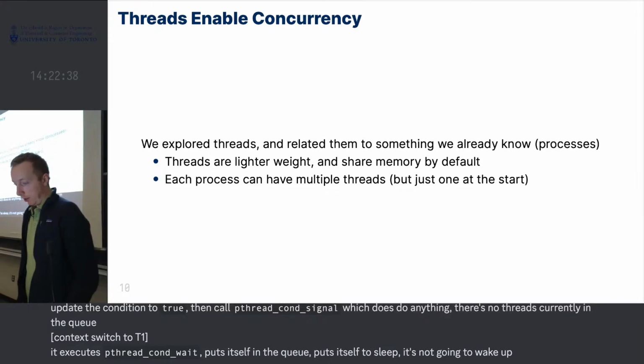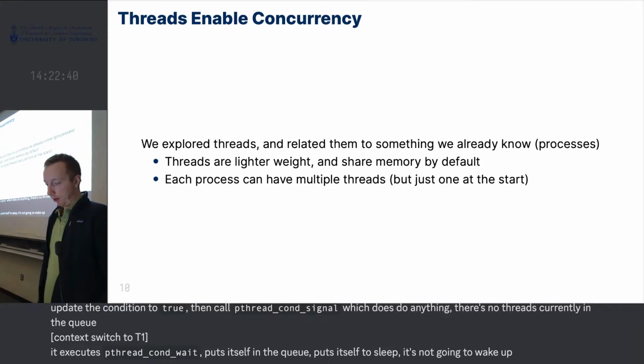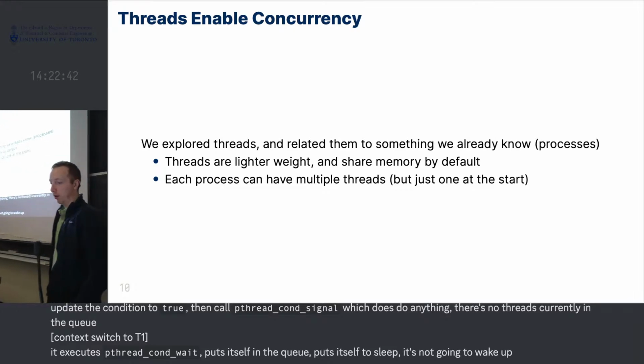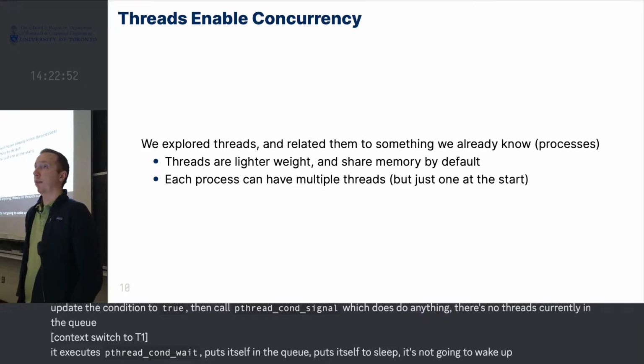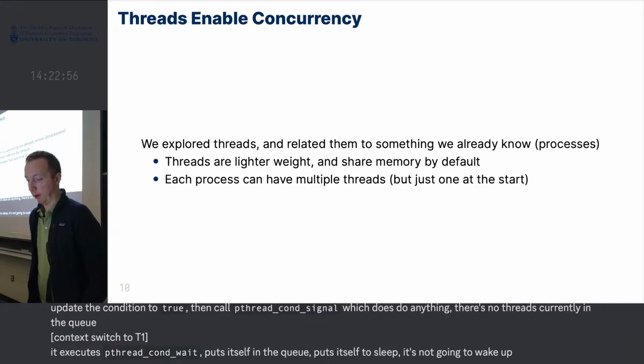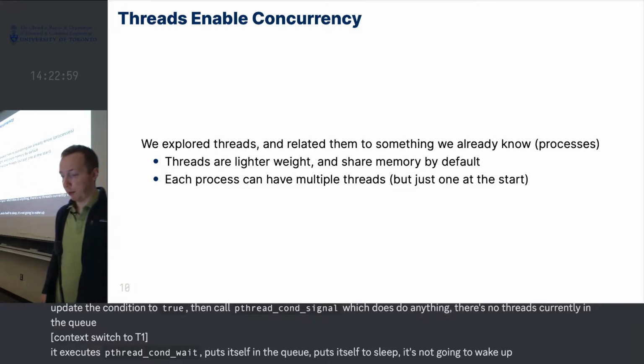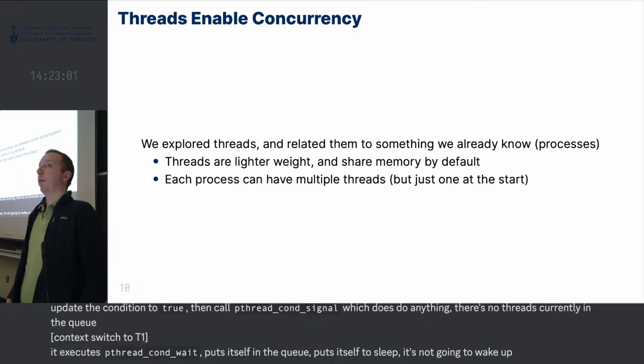So finally, we got into threads. They enabled concurrency. We related them to something we already know, processes. They pretty much had a one-to-one relation, except that each thread lives within a process, and each thread only has its own independent registers and stack. Otherwise, it shares memory within the process. Each process can have multiple threads, but when we start a process, it has one thread initially, and we usually call it the main thread because that's the thread that starts executing main.